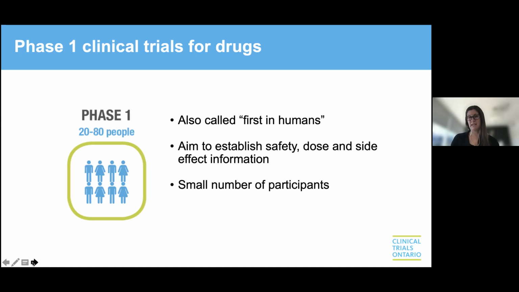Small number of participants, again, because this is the first time that the drug has gone into people, and short time frame. And also important to know that throughout the study, the participants are being monitored. So they're providing lots of feedback about their experience. There might be tests that are happening within them during this time. So these folks are closely monitored, and if for any reason the study has to stop, it will be stopped.